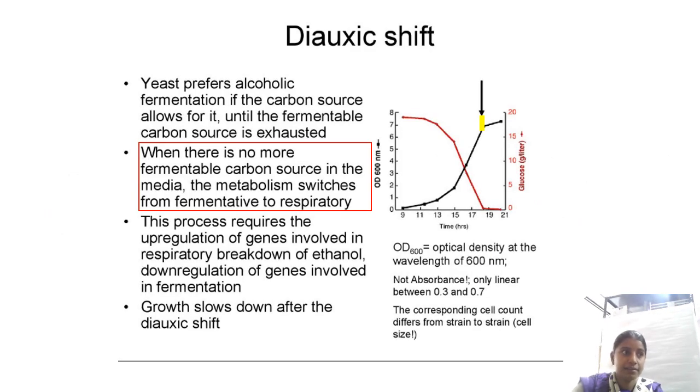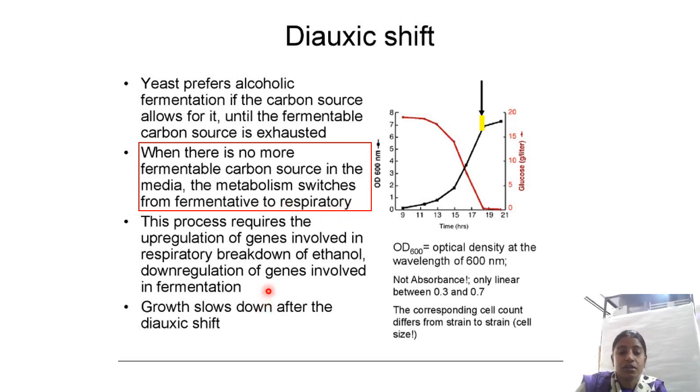So we have seen already that Saccharomyces cerevisiae prefers the alcoholic fermentation mode. But when these fermentable carbon sources are exhausted for alcohol production, then the cell needs to switch to the other mode of nutrition, which is the respiratory mode, right? That is why Saccharomyces cerevisiae is a facultative anaerobe. Based on nutrient availability, the metabolism switch occurs. So this diauxic shift refers to the switch in metabolism from fermentative to respiratory. Whenever the fermentable carbon sources are exhausted in the media, the cell needs to switch its metabolism from fermentative to respiratory.